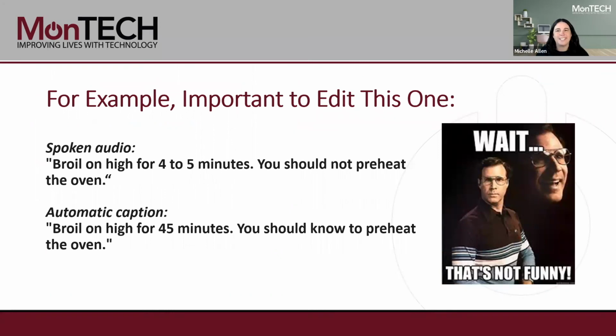So here's a great example of how automatic captioning can go totally wrong. So the spoken audio is broil on high for 45 minutes. You should not preheat the oven. The automatic caption is broil on high for 4 to 5 minutes. You should now preheat the oven. So this could really make your dish go wrong.